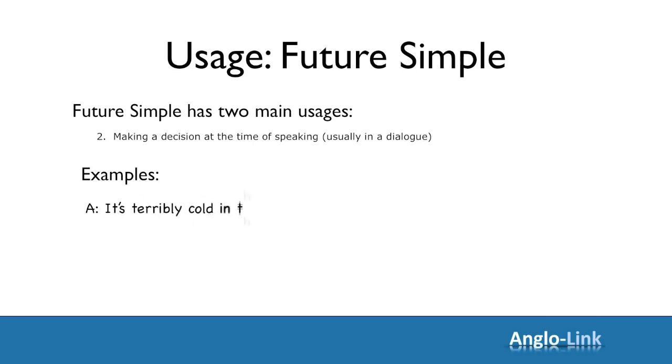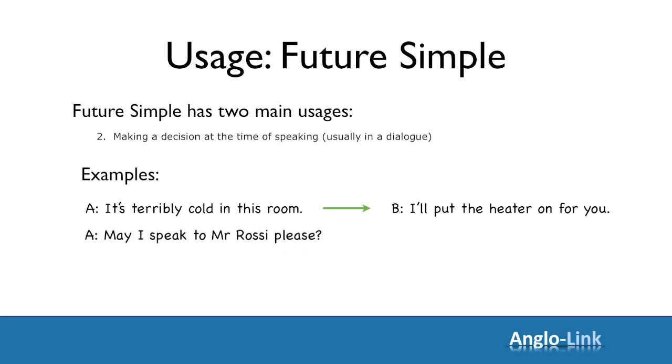Someone says, "It's terribly cold in this room," and you decide at that moment to put the heater on for them. You use the future simple. I'll put the heater on for you. Someone calls and says, "May I speak to Mr. Rossi, please?" You decide that you'll put them through to Mr. Rossi, and you'll say, "Hold on, I'll put you through."